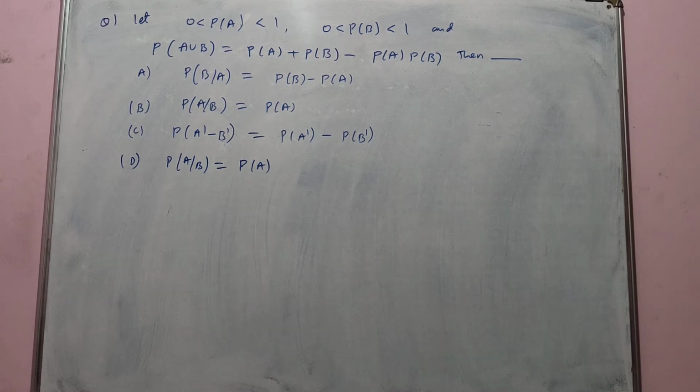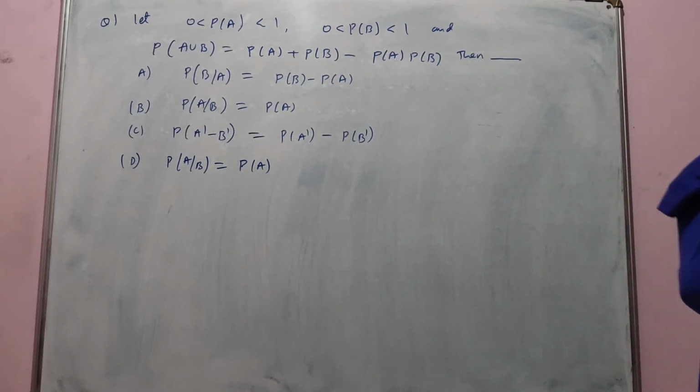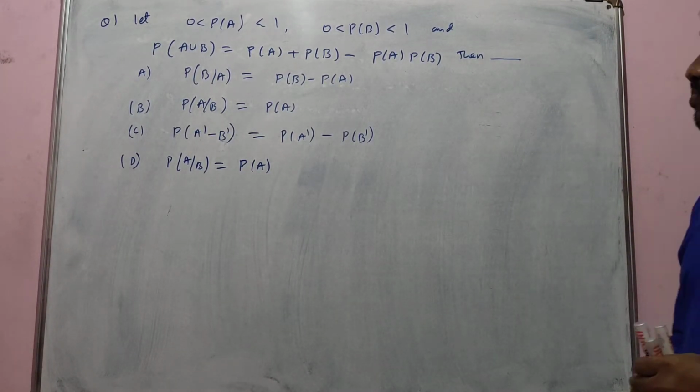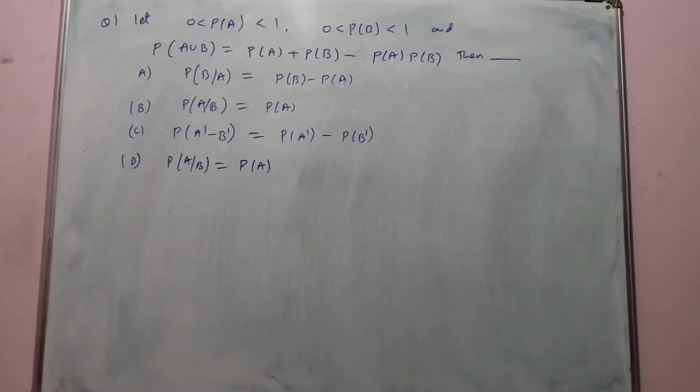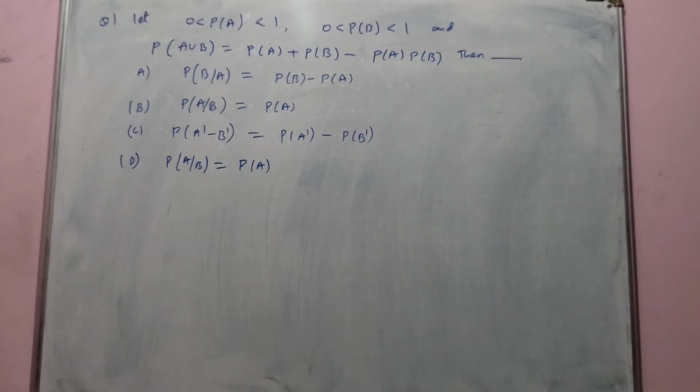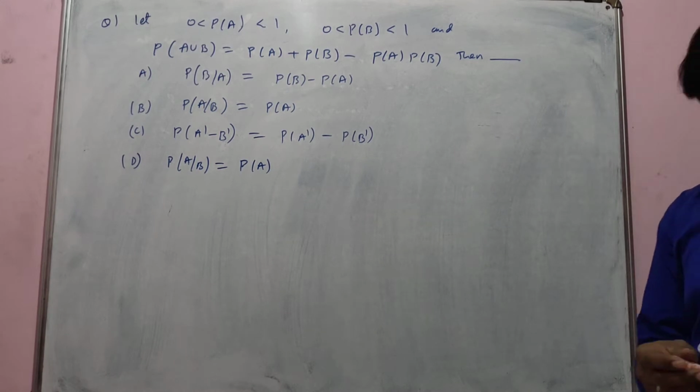Let us discuss the next question. Let probability of A be between 0 and 1, probability of B be between 0 and 1, and probability of A union B is equal to probability of A plus probability of B minus probability of A into probability of B. Then which of the following is correct? This is an advanced question, multiple answers are there.